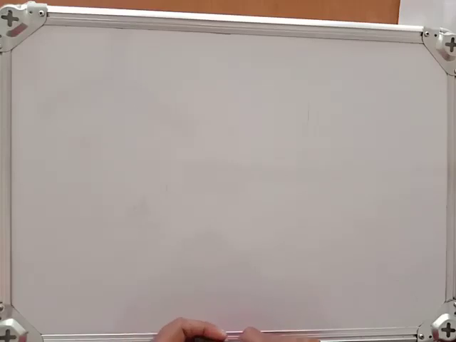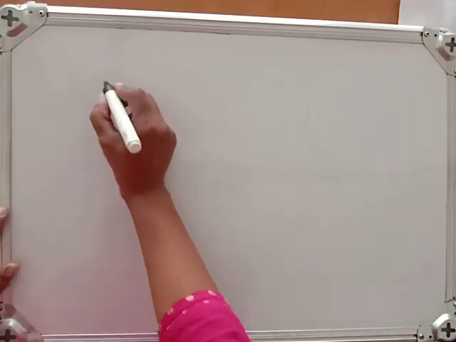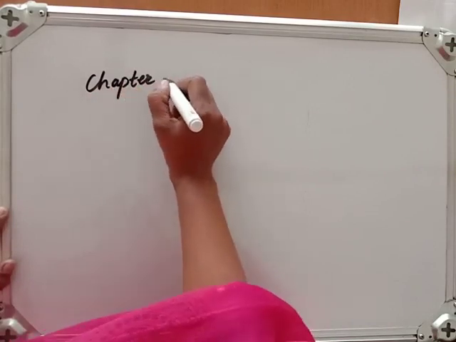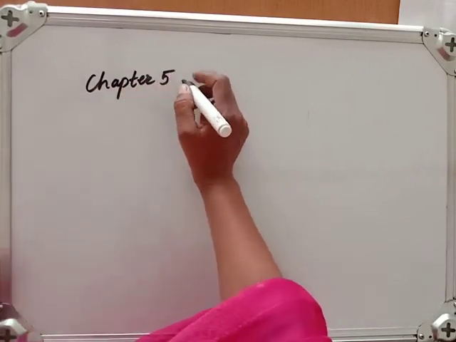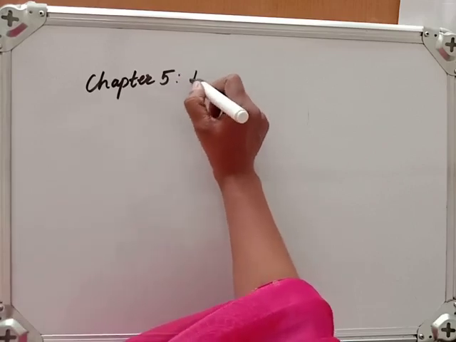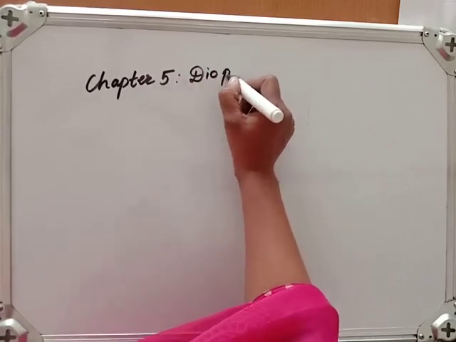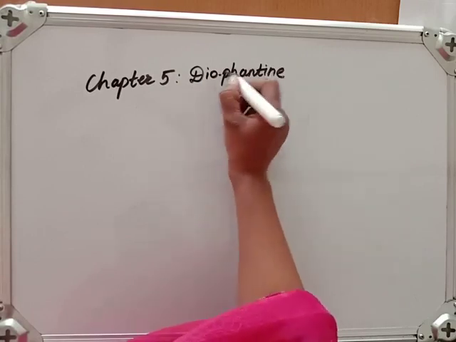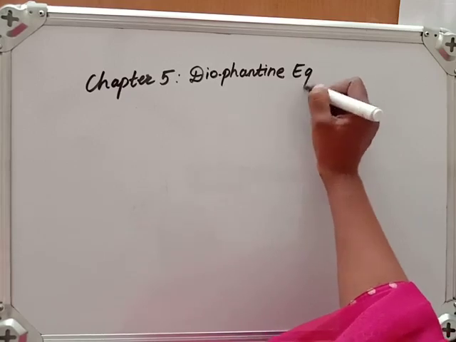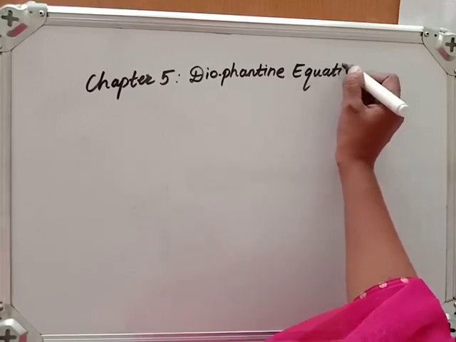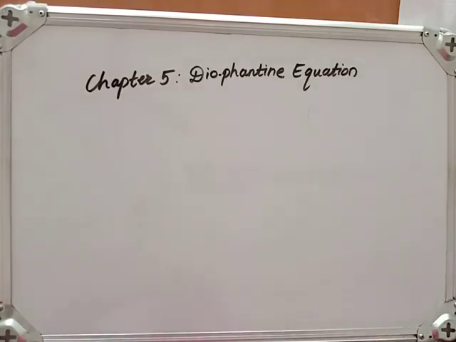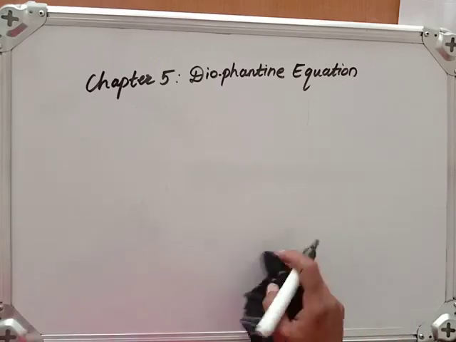Hello students, now in this video let's start chapter 5, that is Diophantine equation. Now in this chapter we have to see the Diophantine equation and the Pythagorean triplet. These are the two topics in this chapter. A small chapter is this.